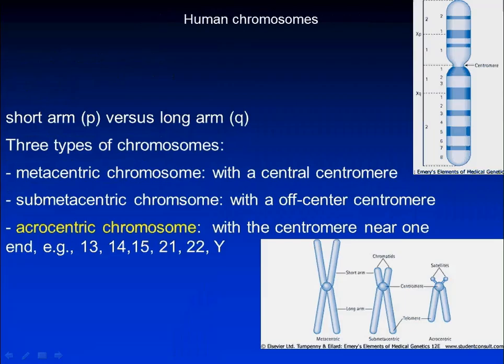Each chromosome has a short arm, or P arm, and a long arm, or Q arm. When the centromere is located in the middle, the chromosome is called a metacentric chromosome. When the centromere is close to one end, the chromosome is called an acrocentric chromosome. 6 notable acrocentric chromosomes are chromosomes 13, 14, 15, 21, 22, and Y.